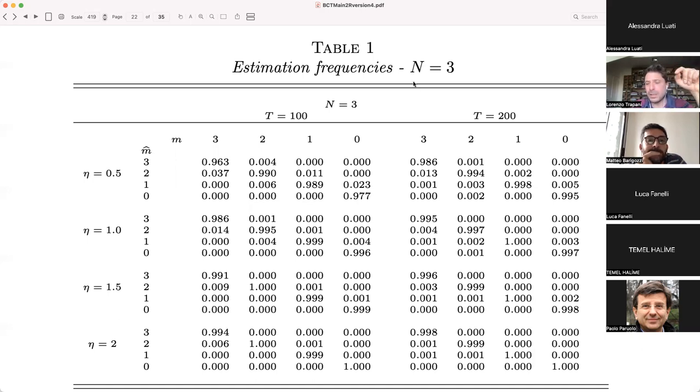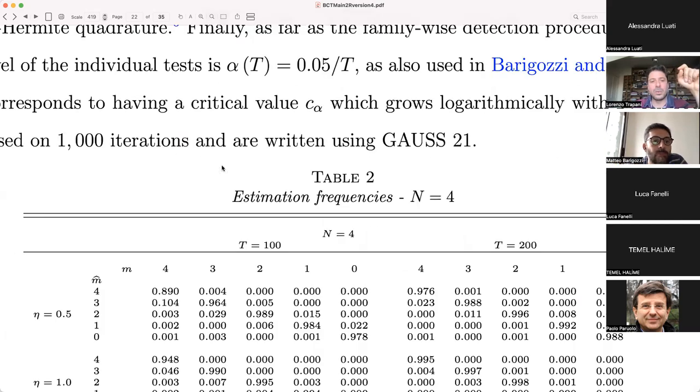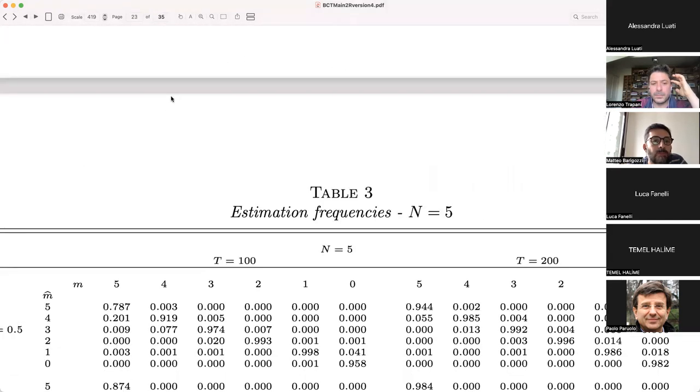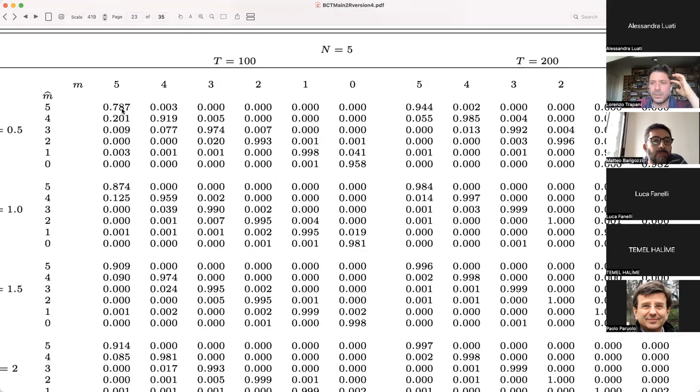And then when n is equal to 4, look at this number for a second. When n is equal to 4, look at this number. When t increases, things improve. But look at this number, not at this number. And when n is equal to 5, keep looking at this number. When n is equal to 5, look at this number. And then look at this one.